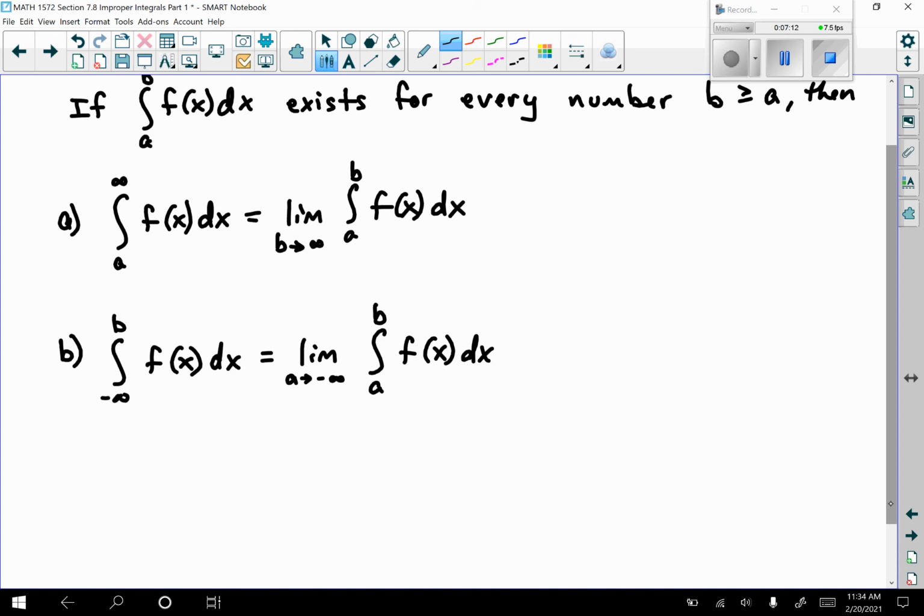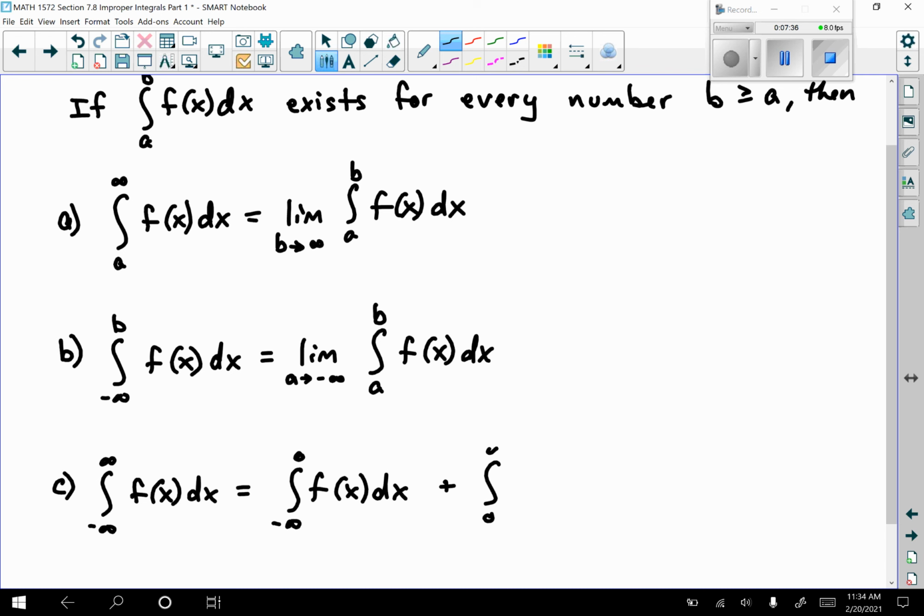But what if I don't have boundaries on either end? What if my integral is going from -infinity to infinity? Well, we separate this. We could use really any real number. Zero is the easiest to work with. So we could say that this is the integral from -infinity to 0 of f of x dx plus the integral from 0 to infinity of f of x dx. But again, 0 could be replaced by any other real number.